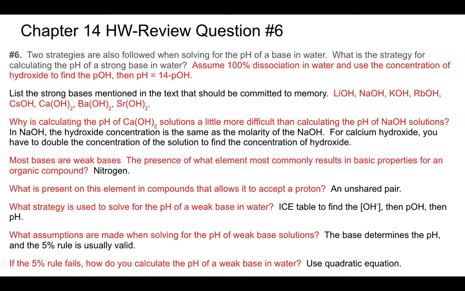What strategy is used to solve for the pH of a weak base in water? Weak bases in water, got to use an ICE table. ICE tables find the OH minus. OH minus finds you the pOH. pOH finds you the pH.